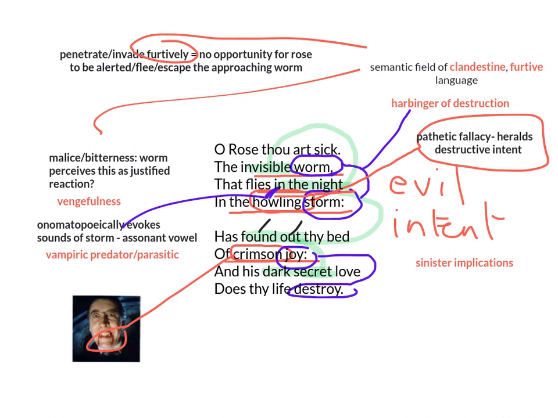So that's a way in which we can use that metrical feature to reinforce the invisible worm's state of mind or feeling as it locates and targets its prey.